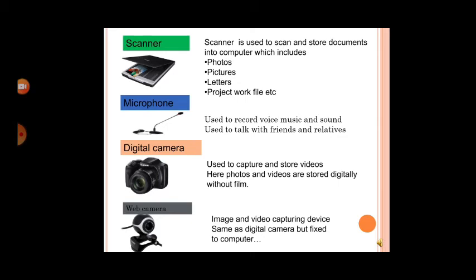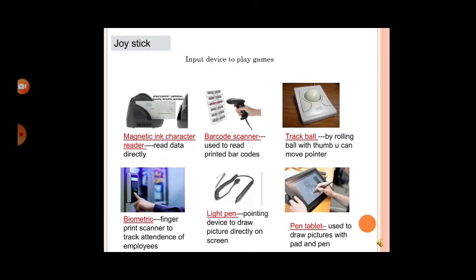So next you can see the web camera here, an image and video capturing device. You're going to capture the image as well as the video. They are the same as the digital camera but fixed to the computer. So next let us see about the joystick. Can you just see the image of the joystick here? It's an input device used to play games.